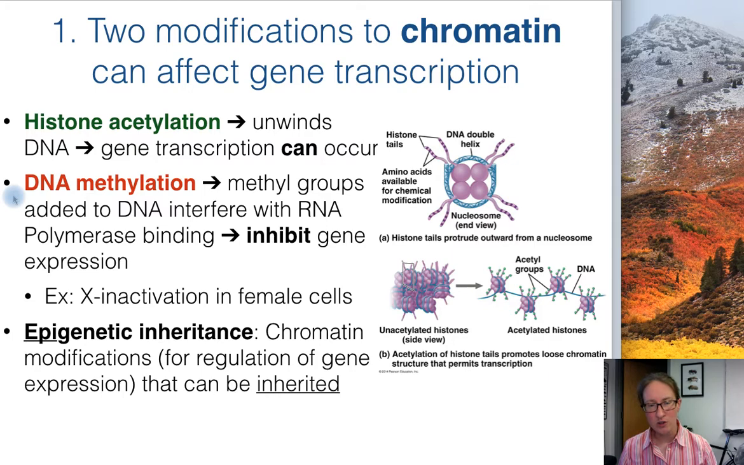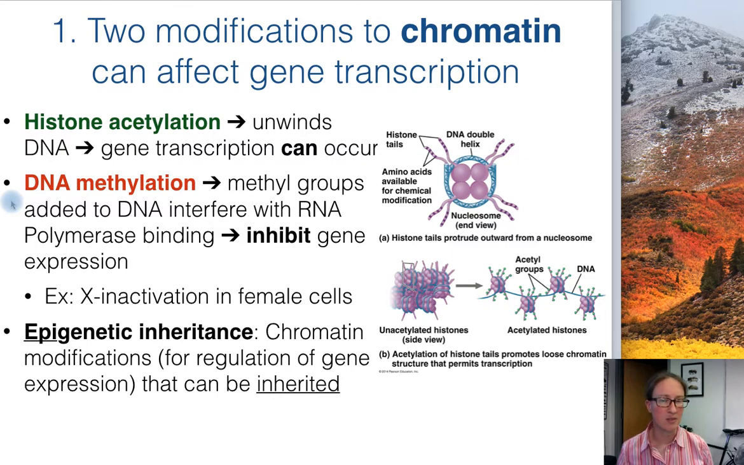And then in contrast, another thing can happen to modify DNA, which is that methyl groups can be added to the sugar phosphate backbone of DNA. And when those methyl groups are added, that's an extra molecular component that will block binding by RNA polymerase. So DNA methylation is associated with a decrease in gene expression, or gene expression inhibition.